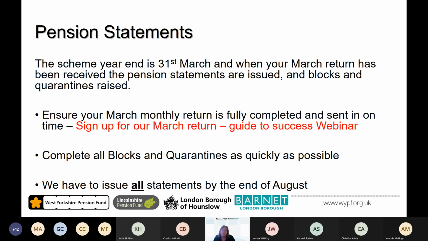Please complete all your blocks and quarantines as quickly as possible, because just because you've completed it once doesn't necessarily mean it won't come back out to you if there is another problem with it, or the answer you've given us throws up another query. We need by law to issue all the statements by the end of August. So it is important that you keep checking your boxes, your work trays, and keep things moving forward as quickly as possible so that we can get everything done.